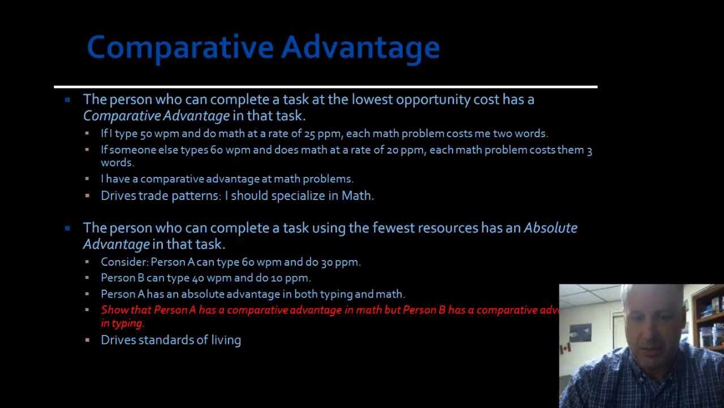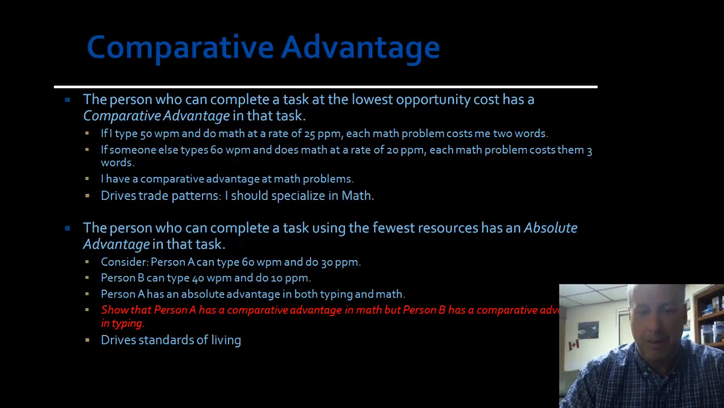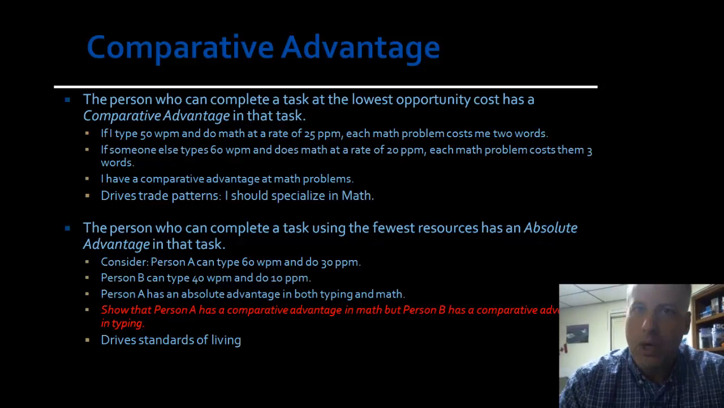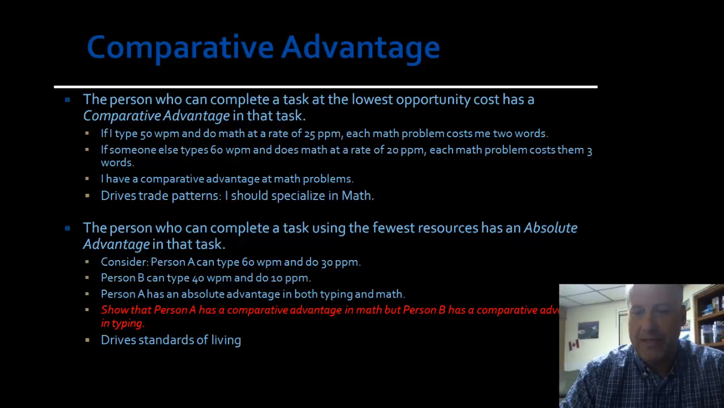task. Suppose we compare 2 people, one who can type 60 words per minute and do 30 math problems per minute. Compare that to person B, who can type 40 words per minute and do 10 problems per minute. Person A is faster at both. They have an absolute advantage in typing and math. What we're going to do next, though, is show that person A has a comparative advantage in math, but person B has a comparative advantage in typing.